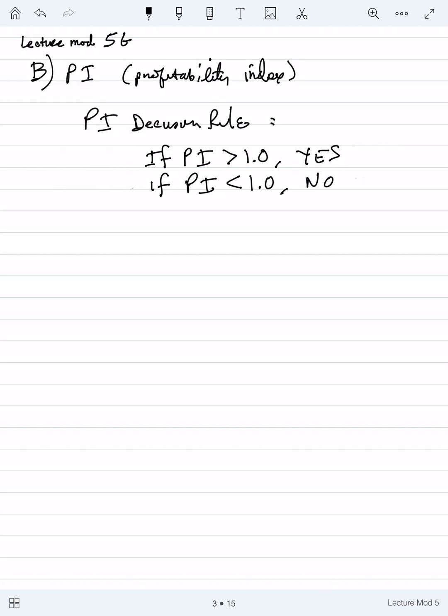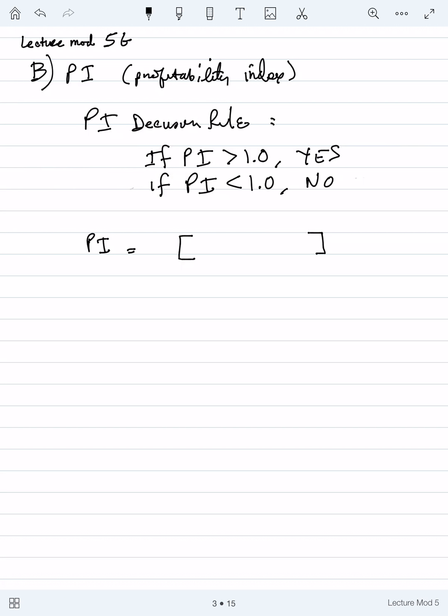This jargon, profitability index, is what's common in corporate finance. Over in public finance, the government jargon is benefit cost analysis. Either way, it's calculated the same way. The profitability index is a score that you'll generate.